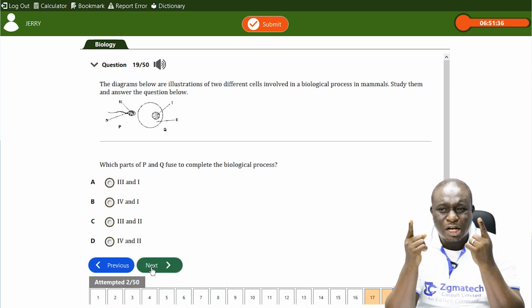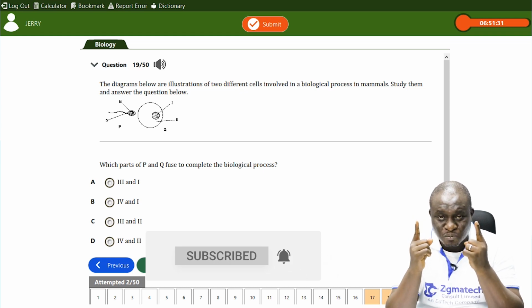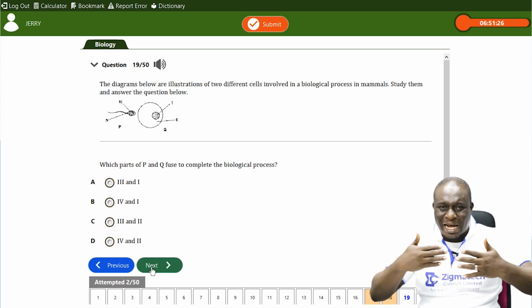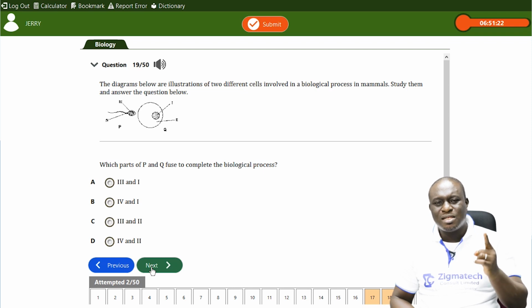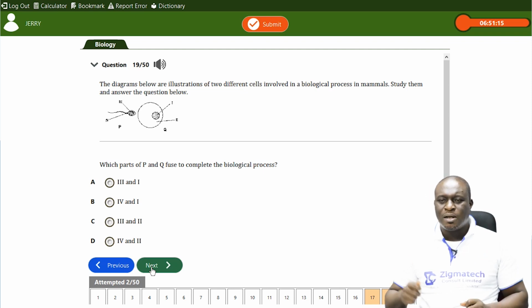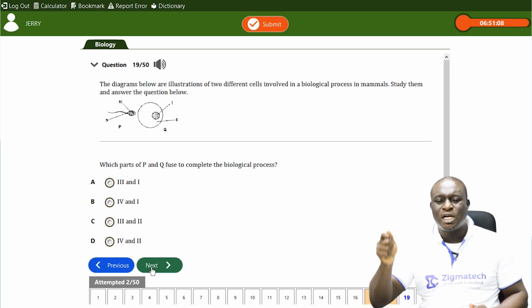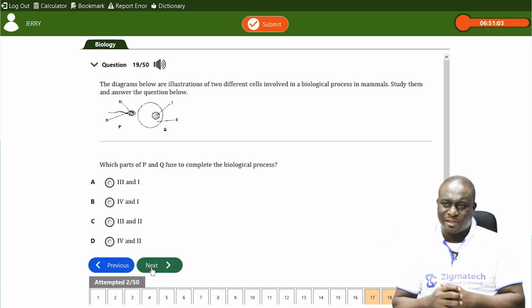Now, what actually completes reproduction or fertilization is when the nucleus of both sex cells unite together. Now, P is called the male sex cell, and the male sex cell in terms of mammals is called the spermatozoa. Q is the female sex cell, and the female sex cell in terms of mammals is called the egg. Now, look at the labels that are given there.